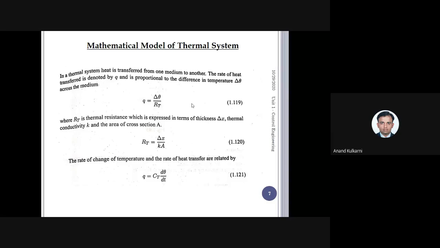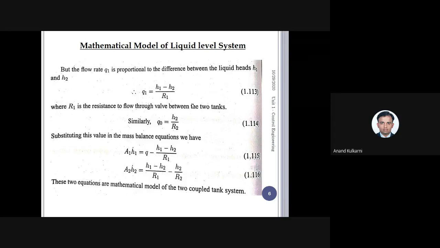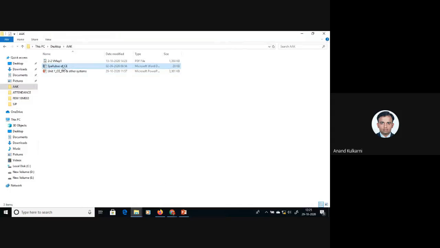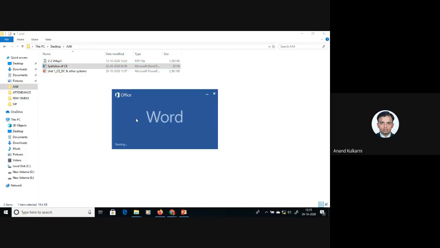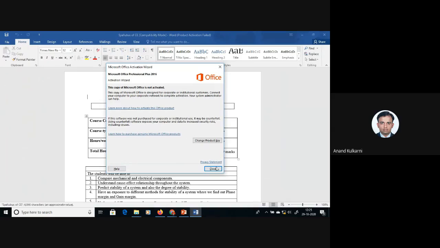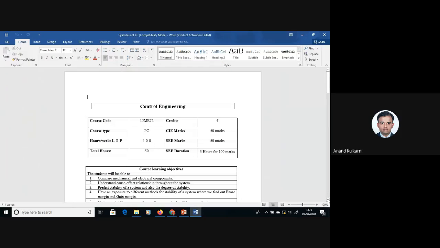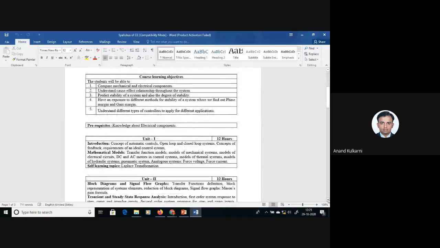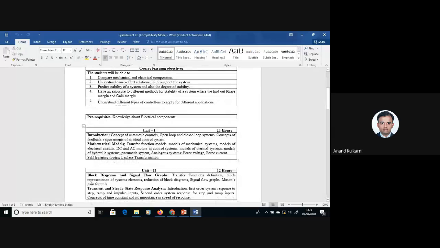Then we have the mathematical model of a thermal system. If you go with the syllabus, one minute, I'll just show you the syllabus also for your understanding. In the syllabus also, we have that part, mathematical model of systems. Mathematical model of motors, AC motor and DC motor, mathematical model of thermal systems, mathematical model of hydraulic systems.